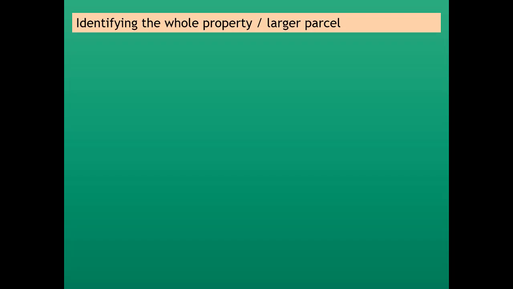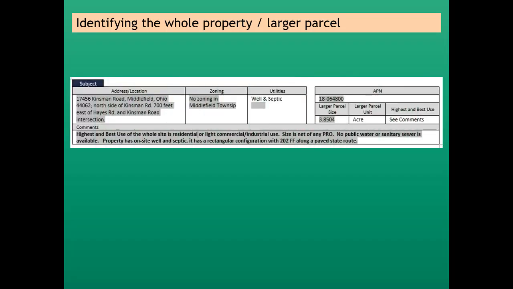We're going to identify the whole property. We've already filled it out. It's located at 17456 Kinsman Road in Middlefield, Ohio, zip code 44062. It's on the north side of Kinsman Road, 700 feet east of Hayes Road and the Kinsman Road intersection. There's no zoning in Middlefield Township, and utilities is limited to well and septic.